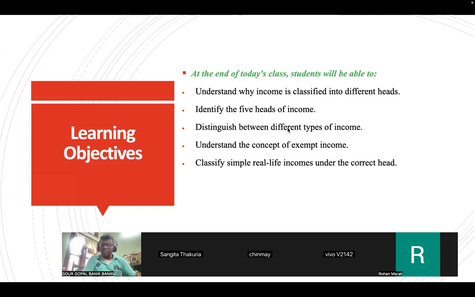We shall understand what the heads of income are, and we shall understand the names of the heads of income, and we can distinguish different types of income. Understand the concept of exempt income. Exempt income means income which is not taxable. And classify real life income.